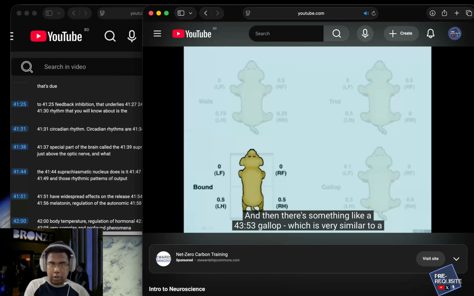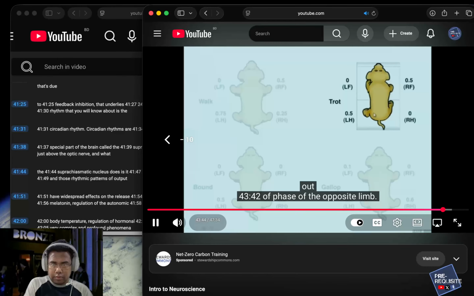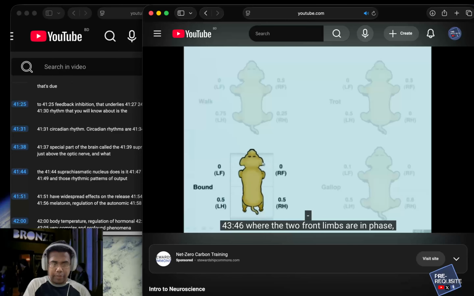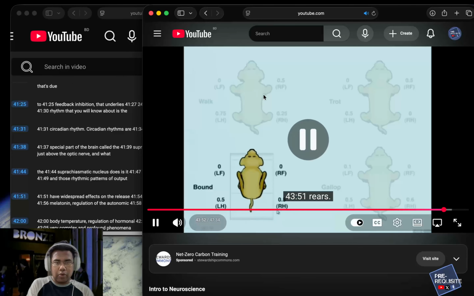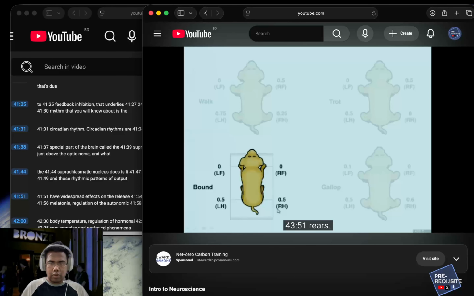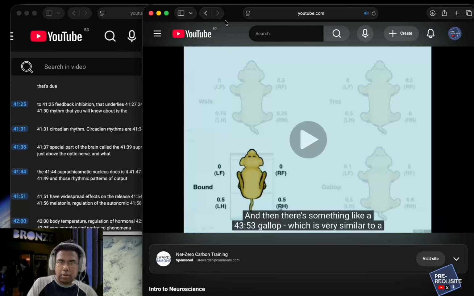And then there's something like in phase limbs. Leaps and bounds. Oh, okay. So leaps would be jumping and bounding would be like, okay.